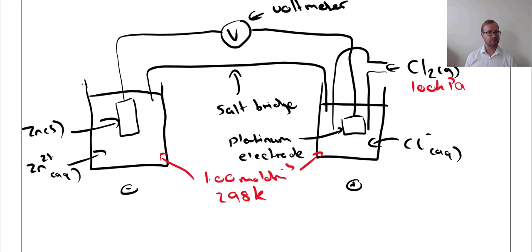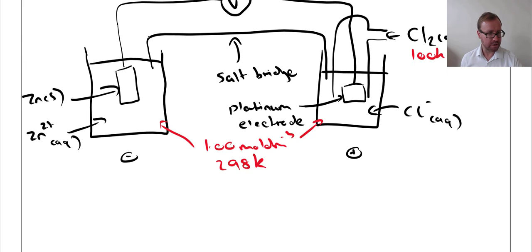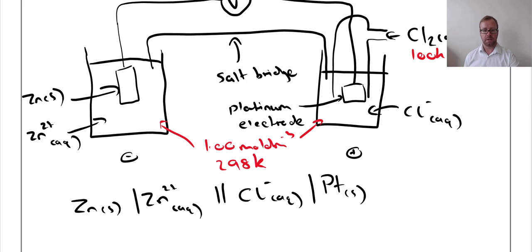Okay, and draw the standard notation. So we always try and stick, again, as I said, that negative on this side, so that would be my zinc electrode, and my solution, my salt bridge, my solution, and my electrode. So this is what my standard notation should look like.